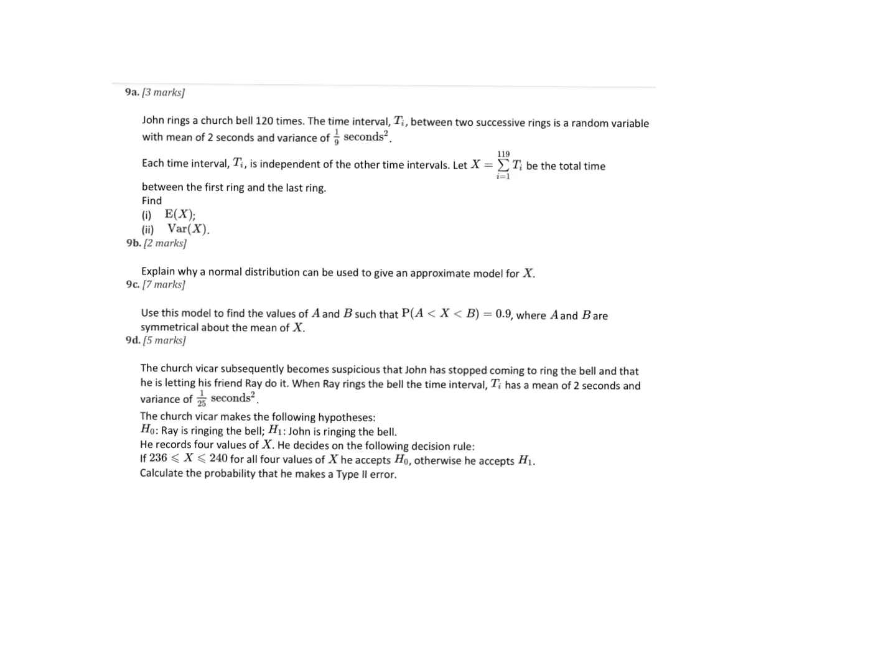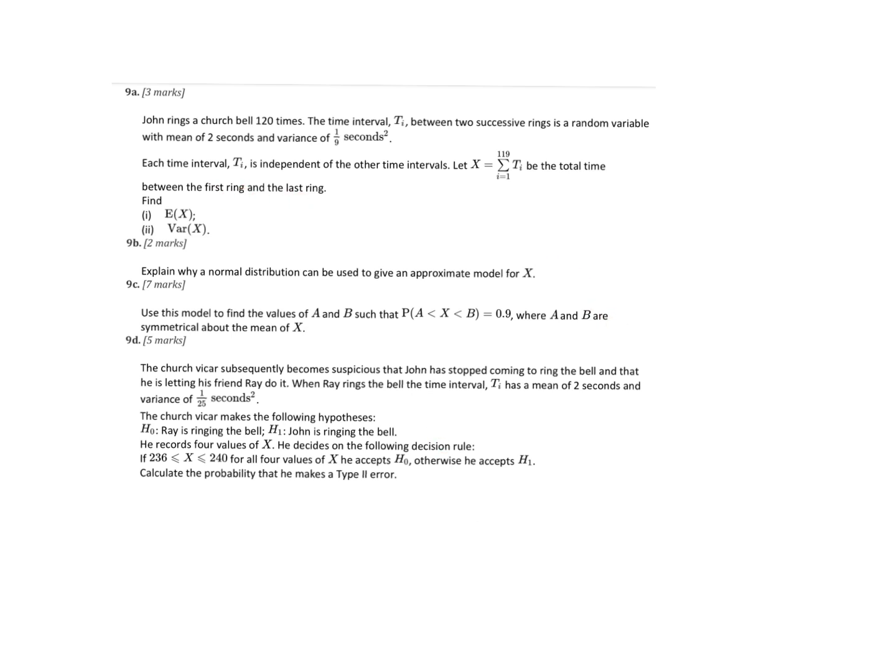Okay, so in this problem here, you should pause it and take a moment to read that. This is quite involved. So he's going to ring the church bell 120 times in total, and the time interval, t, between rings is 2 seconds. So if there's 120 church bells, there's 119 total intervals, and here's the variance. And so the time interval t sub i for each one is independent of all the others, and x is defined as the sum of all the total time between the first and the last ring.